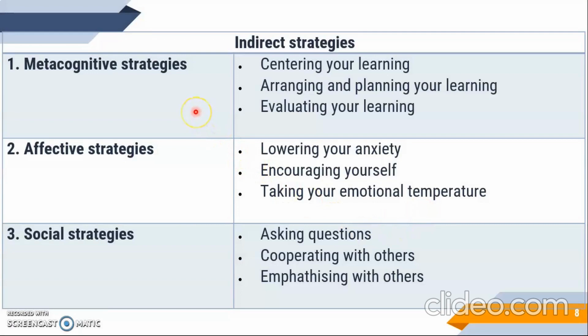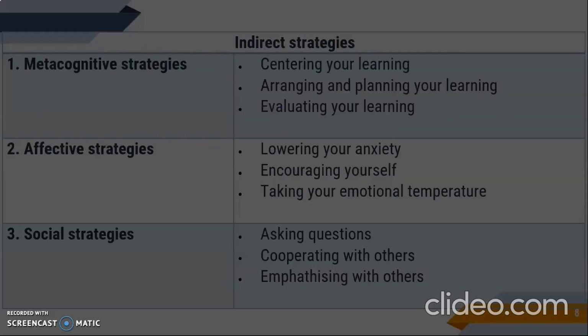Next one, indirect strategies can also be divided into three, which are metacognitive strategies, affective strategies, and social strategies. Metacognitive strategies help learners to regulate their learning, while affective strategies are concerned with the learner's emotional requirements, such as confidence. And lastly, social strategies, which lead to increased interaction with the target language. For example, the learners or the students can cooperate with others or empathize with others.